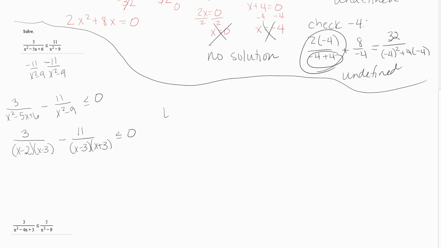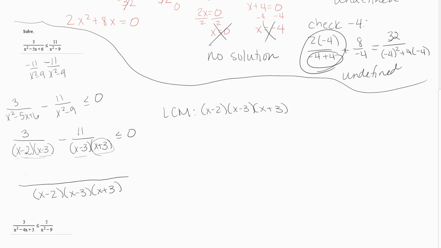Okay, so our LCM, very similar to what we did on the last problem. We need an x minus 2, an x minus 3. So that covers that one, that one. We have an x minus 3, so now we need the x plus 3. So our common denominator is going to be x minus 2, x minus 3, and x plus 3.